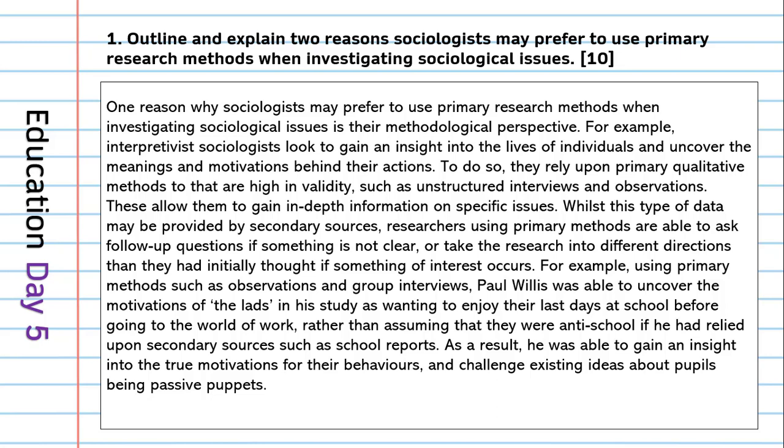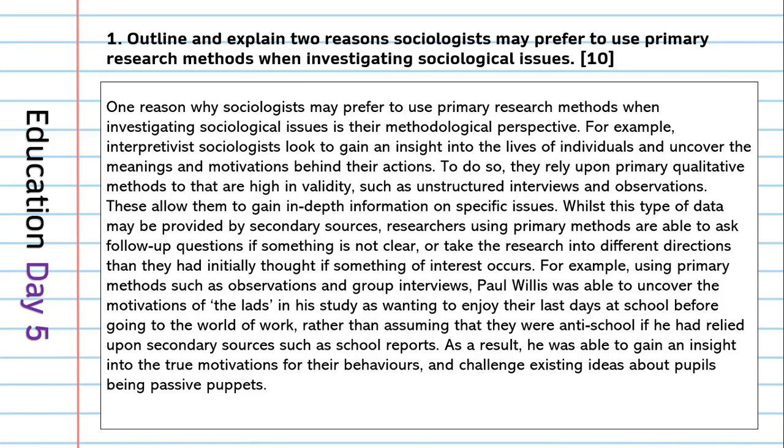Okay, so what I've done is I've taken an example to show that I understand why people would pick primary research methods. Whilst this type of data may be provided by secondary sources, so we might get qualitative data from secondary sources, researchers using primary methods are able to ask follow-up questions if something is not clear, or take the research into different directions than it had initially thought if something of interest occurs.